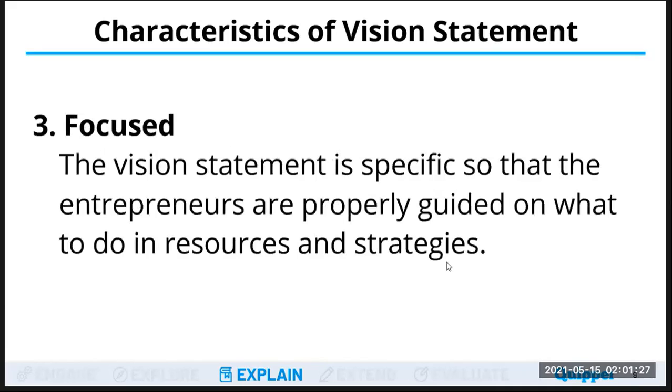Focused, yan, specific so that the entrepreneurs are properly guided on what to do in their resources and strategies. So yun nga, sinasabi ko rin dati na be specific. Ano ba talaga yung goal natin? Ano ba talaga yung kinikater natin? So, wag tayo maging general. Let's be specific.